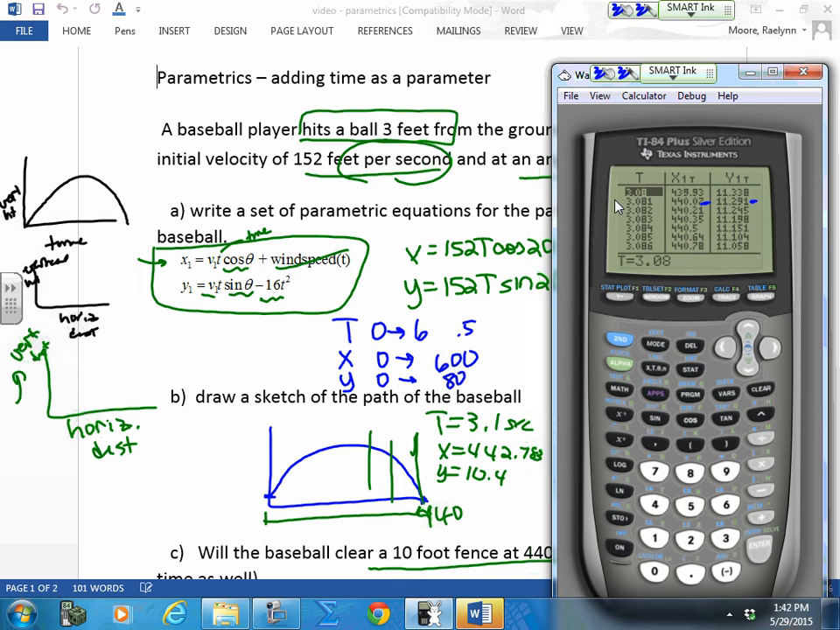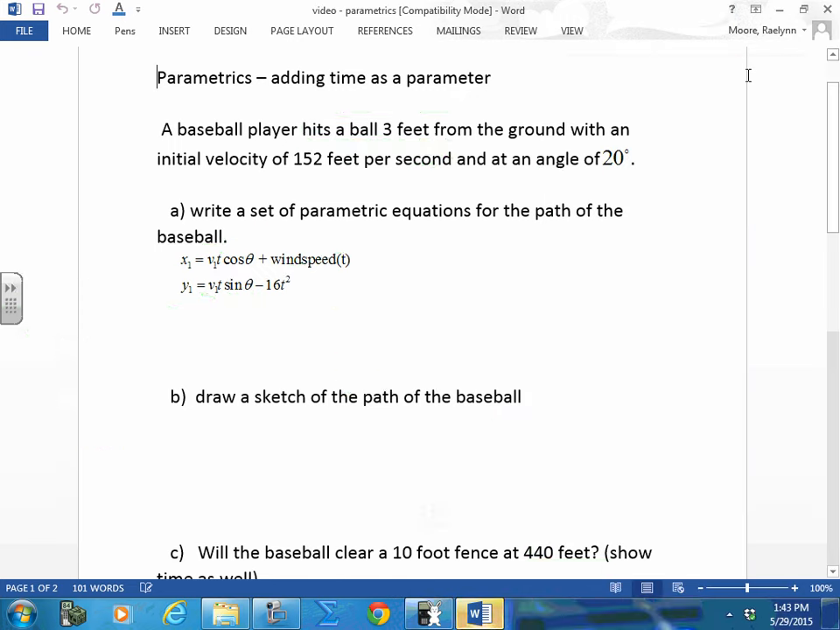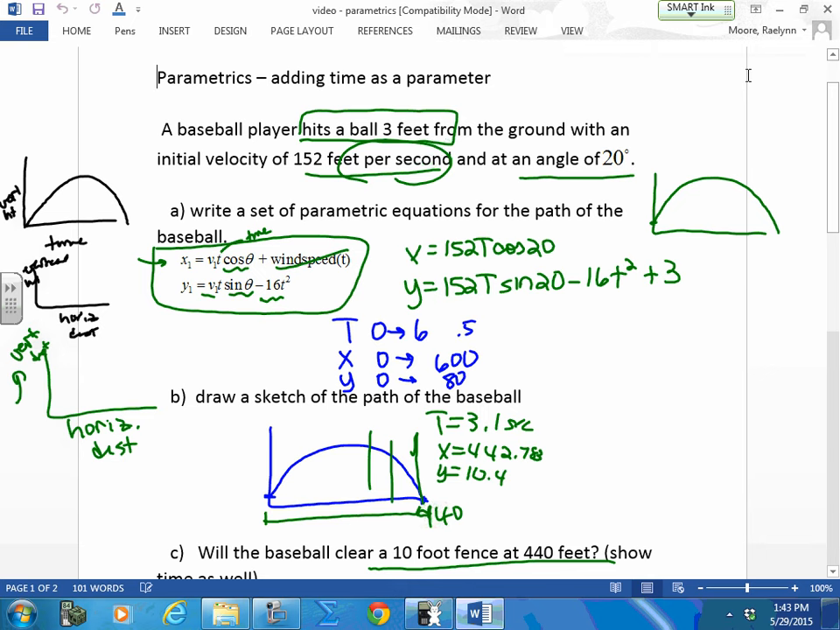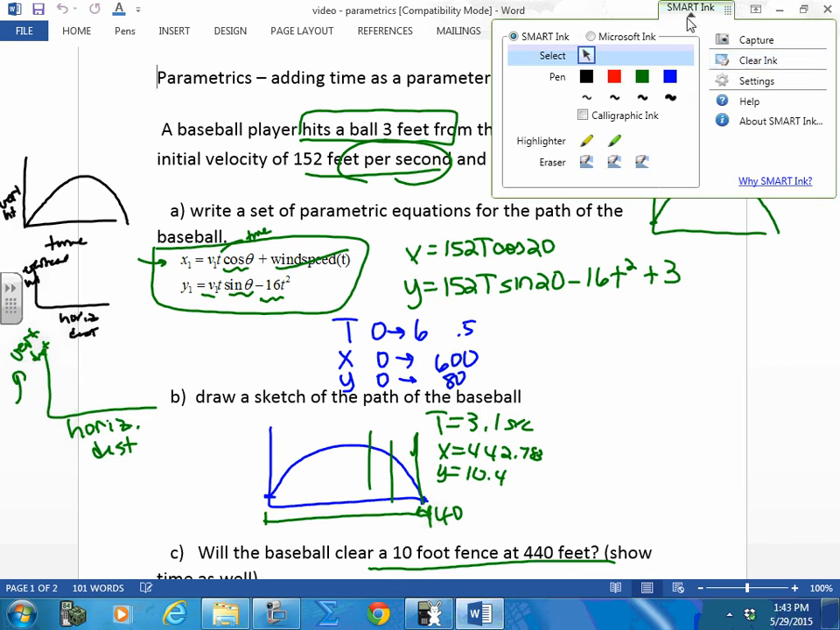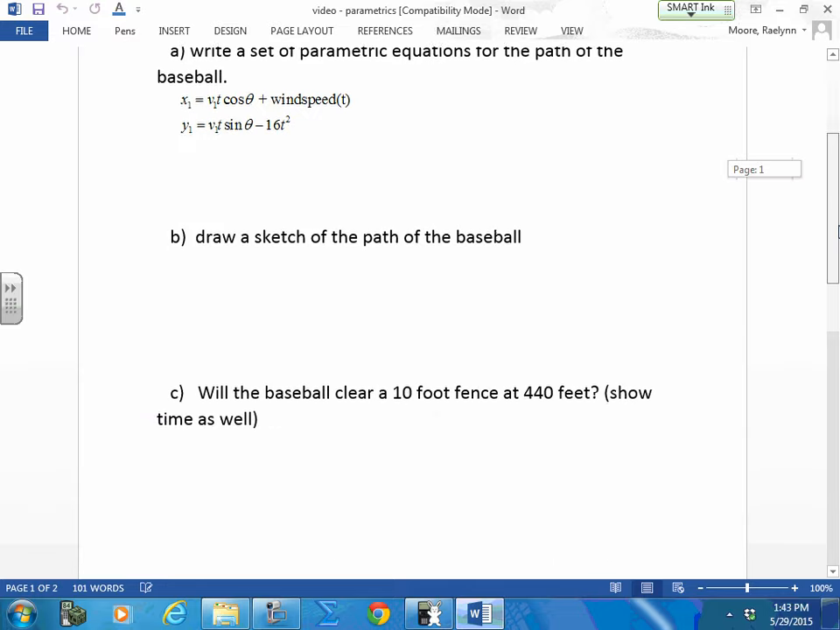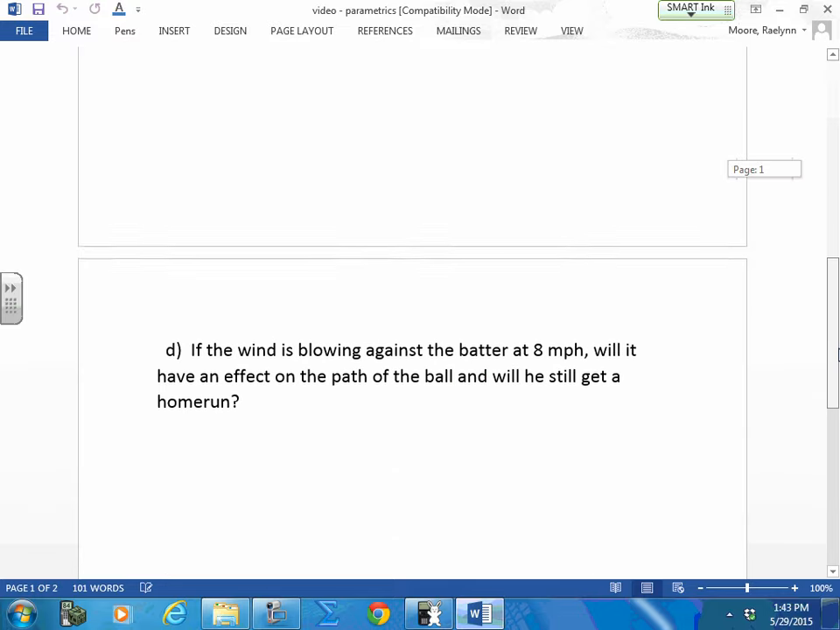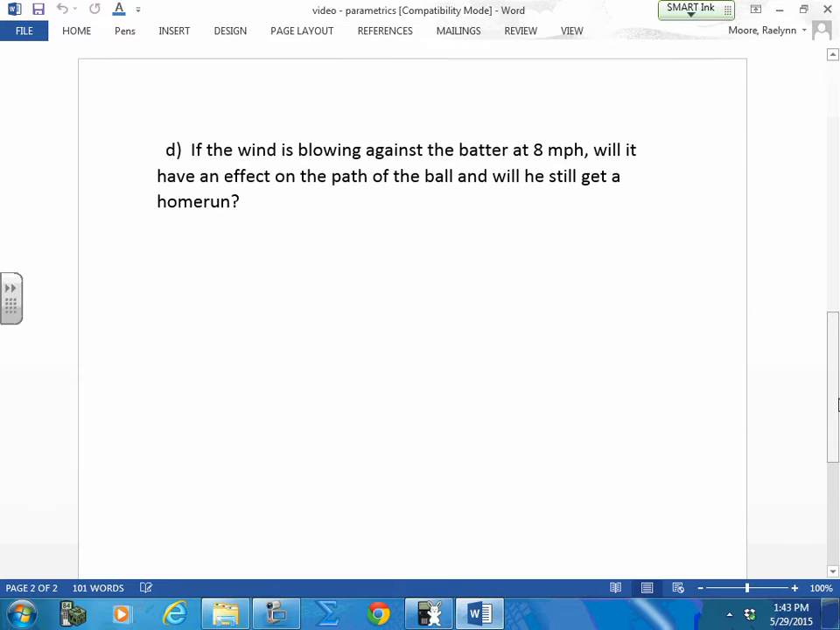So clearly, he hits a home run. He went the distance of 440 horizontally, and he went a vertical distance of more than 11 feet. So his ball sails over the 10-foot fence and he hits the home run. Now, sometimes the conditions aren't so ideal. Sometimes there's a little bit of wind here. Now, if there's a little bit of wind, his ball is going to change slightly.